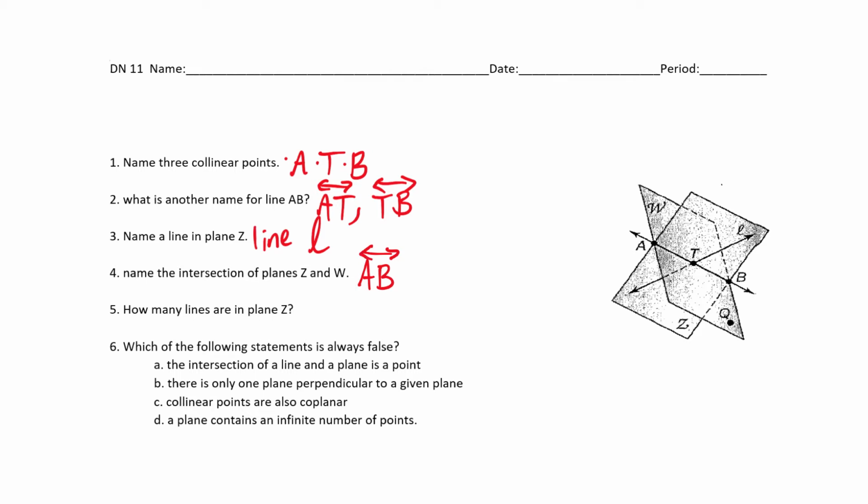All right, how many lines are in plane Z? Okay, there's 2 that are drawn. But I don't know what this question is really getting at, because there's 2 that are drawn, but if you consider that generically, there's an infinite number of lines in plane Z. So we'll leave it like that, because that's probably what it was getting at, how many are drawn.